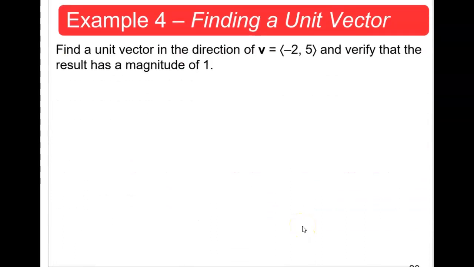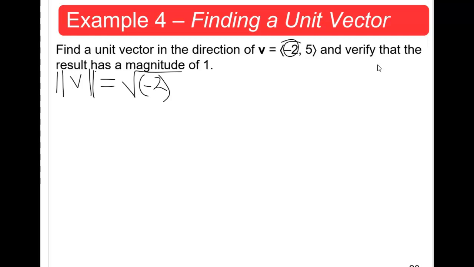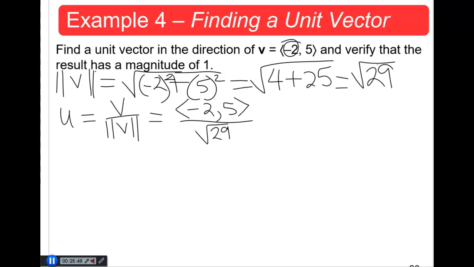So let's go ahead and find the unit vector for this one. And then we will verify that the magnitude is 1 by using the distance formula. So first, what we need to find is the magnitude of the original vector. And that is going to be the square root of the square of the horizontal component. But please notice how I am using parentheses for that. And then plus the square of the vertical component, so that will be 5 squared.